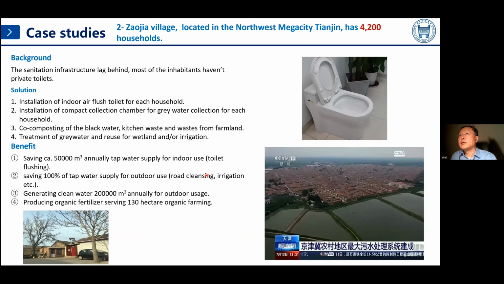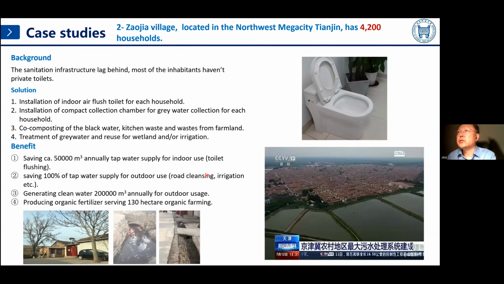And another larger one, maybe the largest vacuum system application, is in Tianjin, near Beijing. This has 4,200 households. They all use vacuum toilets and a vacuum sewer system. So here I give some background and a short technology description. I think it's a similar technology, but the scale is enlarged.